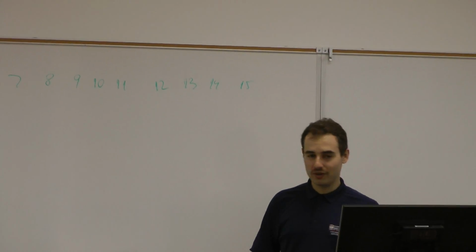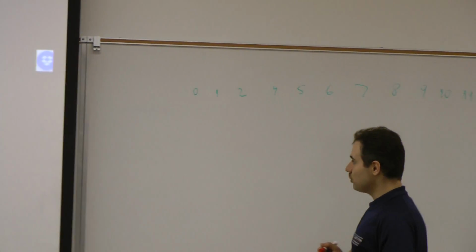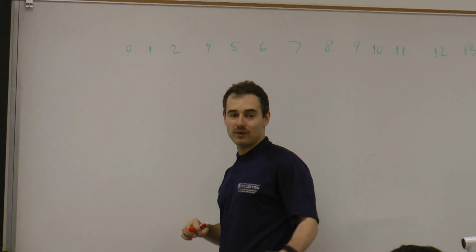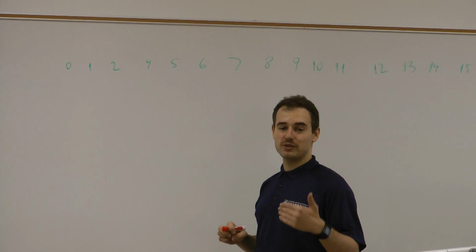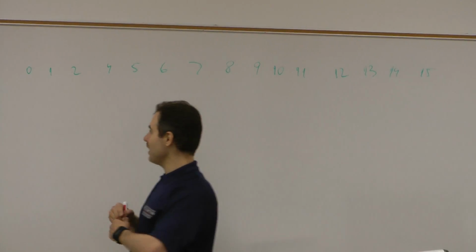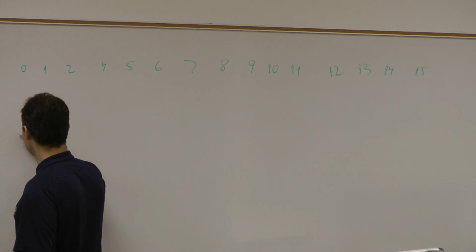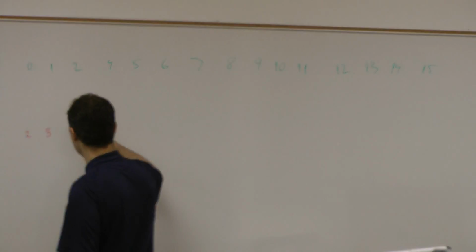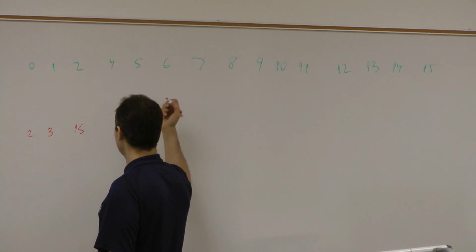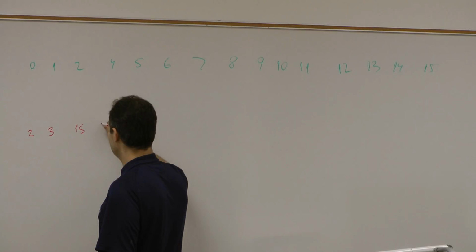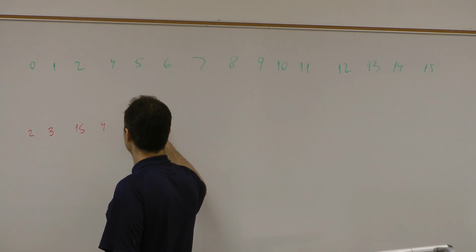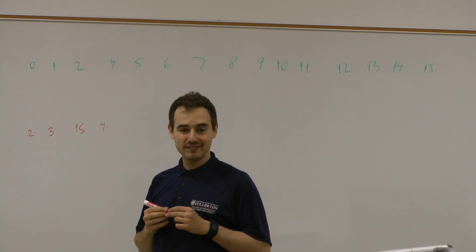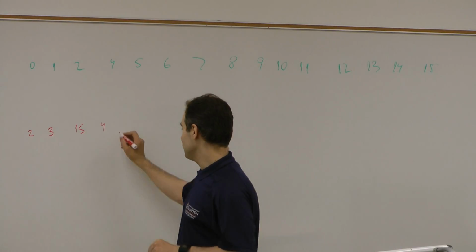So I'll use red for ciphertext. Now, let's assume that, underneath each of the plain text blocks, I will write down the cipher block to which I want to map it. So let's say that 0 I want to map to 2. 1 I want to map to 3. 2 I want to map to 15. 4 I want to map to 4. Etc. So that makes sense, right? So now, dot, dot, dot.